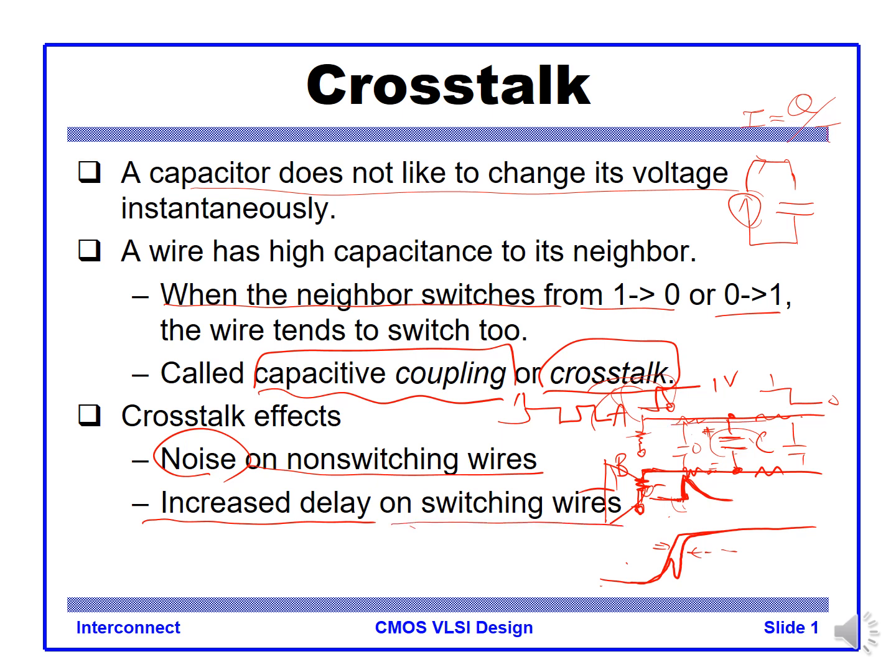If you have the aggressor, we call this the aggressor, the noise source. If the aggressor is just next to your line, with a large coupling capacitance, your signal will be contaminated.